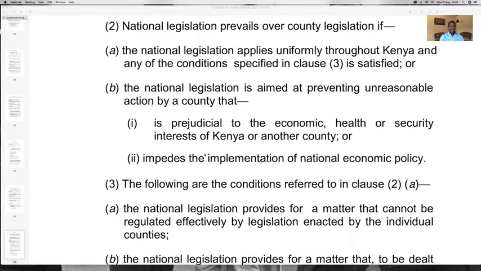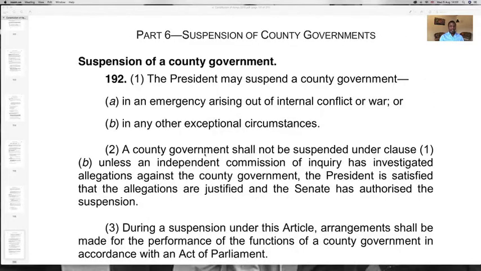So if a county legislation is likely to affect the country or another county as stated, then the national legislation shall prevail over the county legislation. Suspension of county governments. The president may suspend a county government in an emergency arising out of internal conflict or war, or in any other exceptional circumstance.